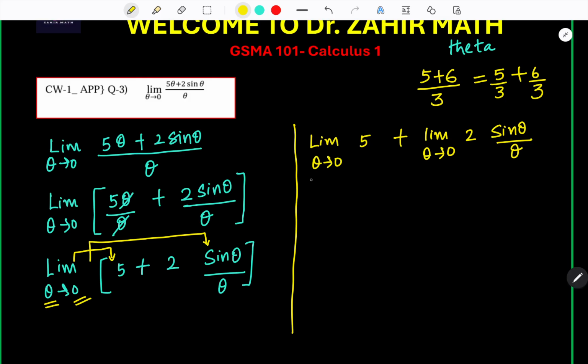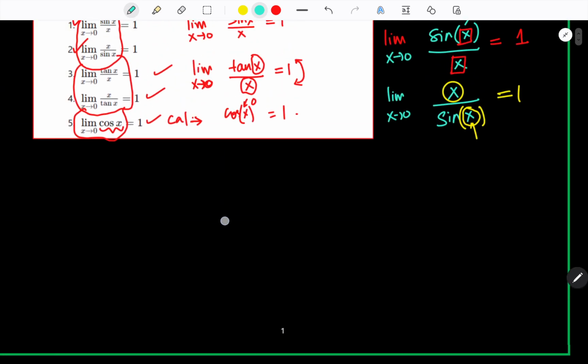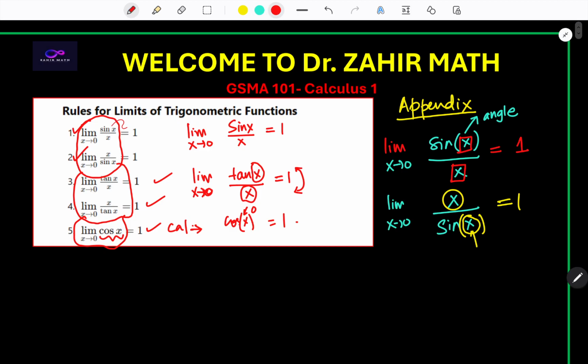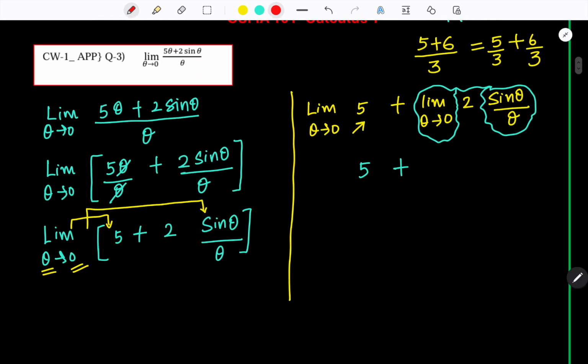Limit theta tends to 0 of 5. Is there any theta here? No. So we cannot substitute, just 5. But look here, sine theta divided by theta when theta tends to 0. This is the first rule I taught. Remember, sine x over x is equal to 1, but x is theta here. So the value is equal to 1, and there is a 2 here. 2 multiplied by 1. So this equals 5 plus 2, which is equal to 7. So this is the answer for this question.